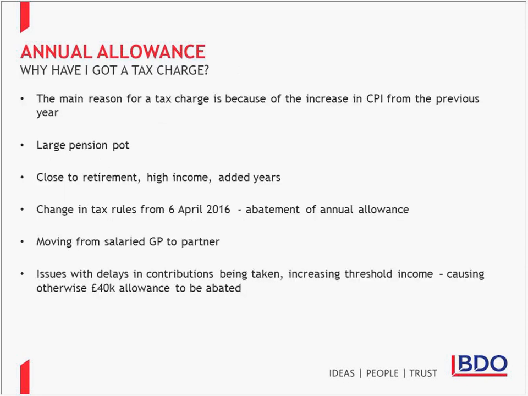The main reason, as I've mentioned on the slide, is that there's a charge in 2016-17 and 17-18 more commonly because of the increase in inflation. You may have a charge because you're in the last 5 to 10 years leading up to retirement. Your growth is higher in those last few years before retirement. You may also be in the scenario where you have an abated allowance, where the minimum allowance that you will be entitled to is 10,000. But obviously that's quite a difference from having a 40,000 allowance in previous years.